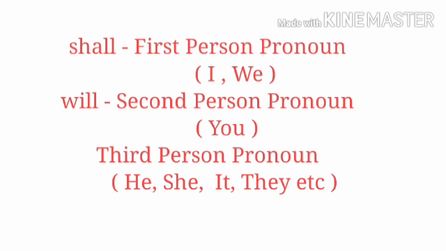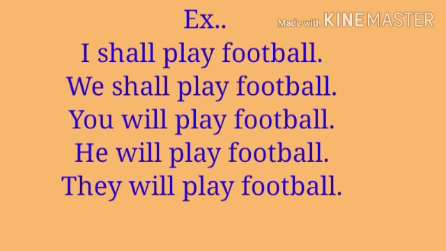These are third person pronoun. So children, you always remember the use of shall and will. Okay? Always remember shall only we use with I and we. Now look at these examples. I shall play football. Here I is first person pronoun, so I am using shall. We shall play football. We is also first person pronoun, so I am using shall.